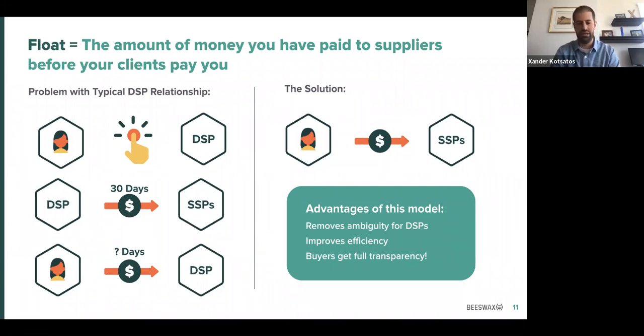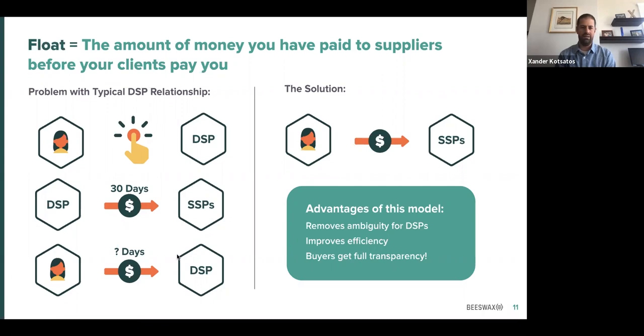And putting another wrench in there, let's say that there's an agency involved, right? So it might take 45, 60 days for the client to pay the agency, and then the agency has to turn around and pay the DSP. And so this DSP now has shelled out money for 30 days that they might not receive for 90 or 120 days.